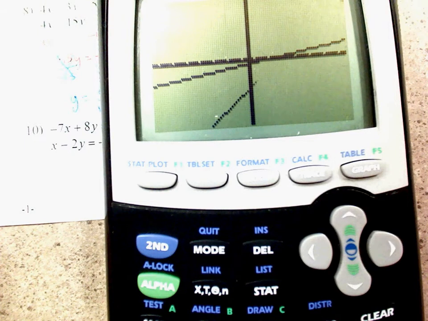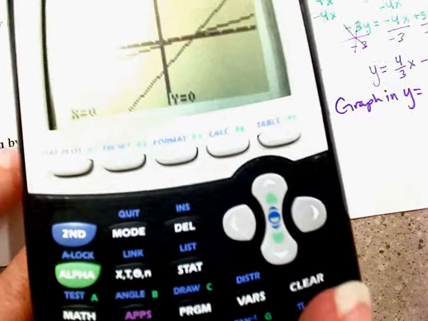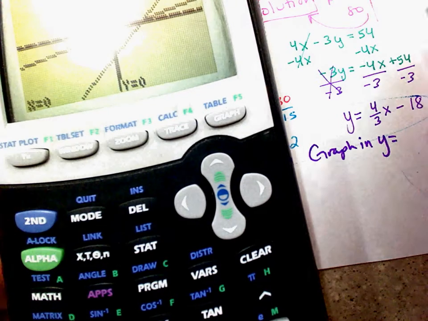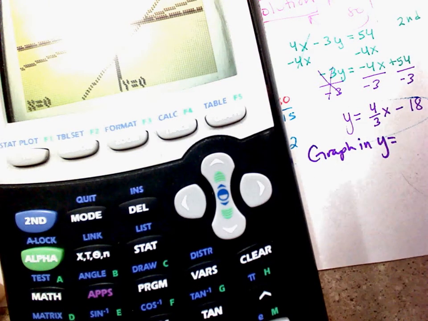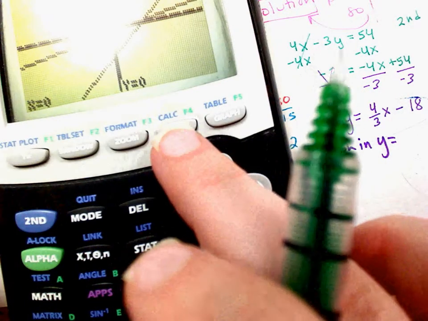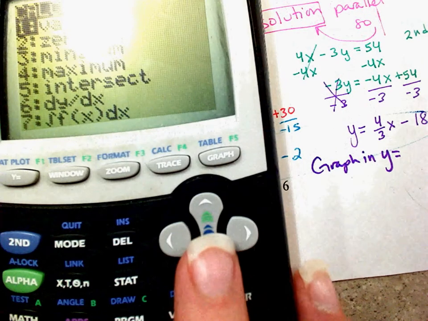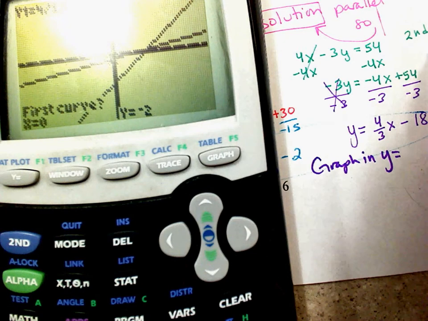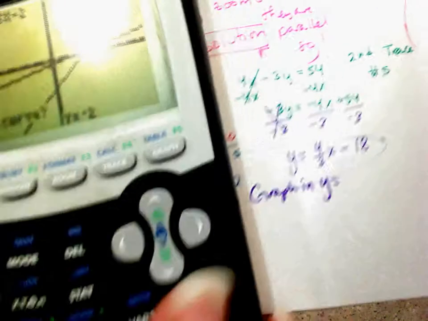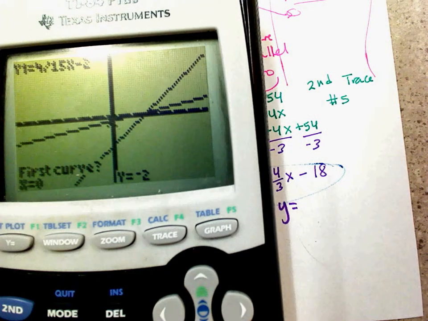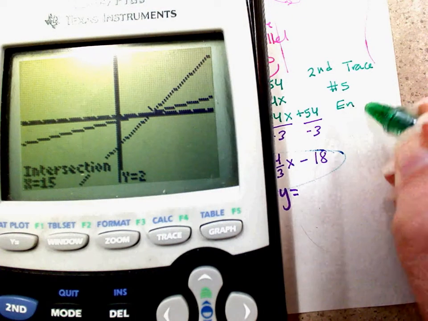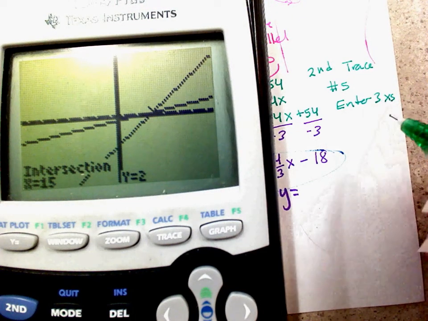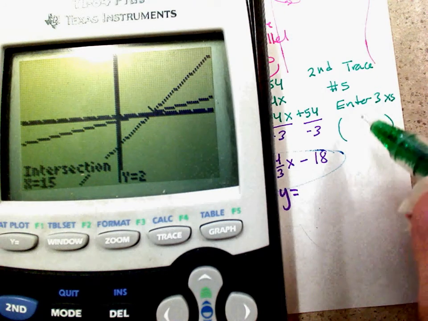And then now I see this. Can I see the intersection? There is one solution. How do I find it? I go to second, trace, or calc, which is what I'm trying to do, calculate the intersection. And then I go to number 5. How many times did I press enter? 1, 2, I don't want to guess, so enter, 3. So I press enter 3 times, and I get the answer, which is the coordinate point. And there you go.